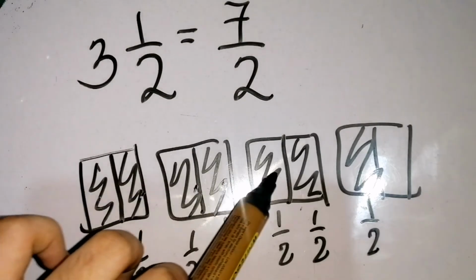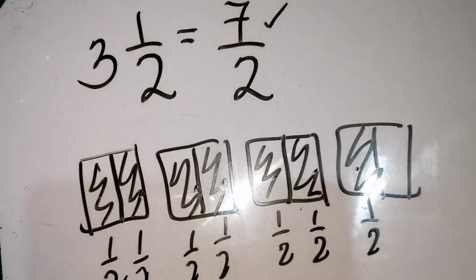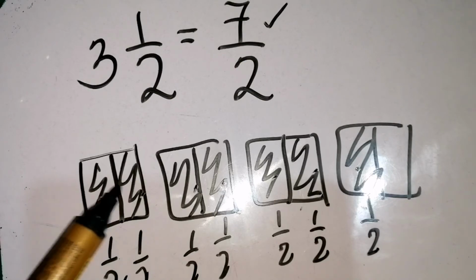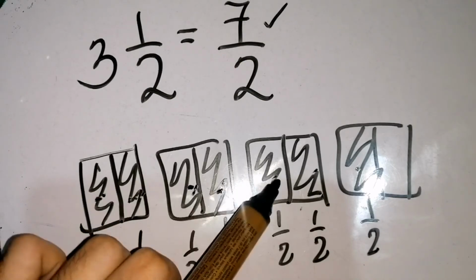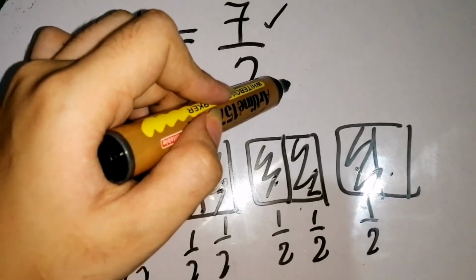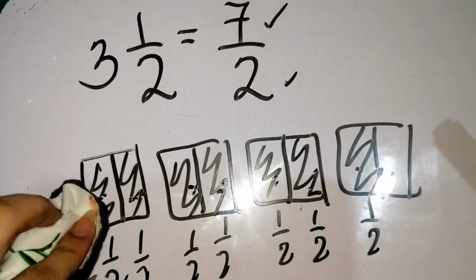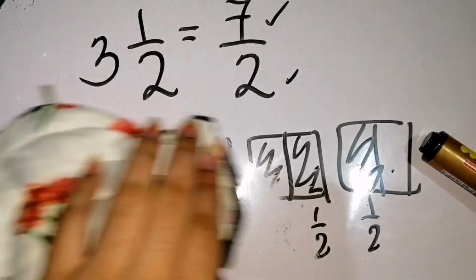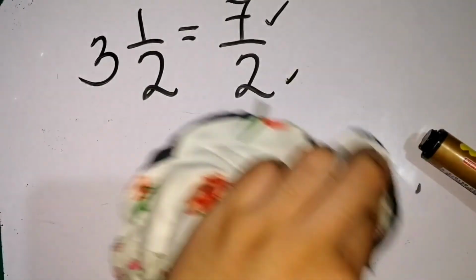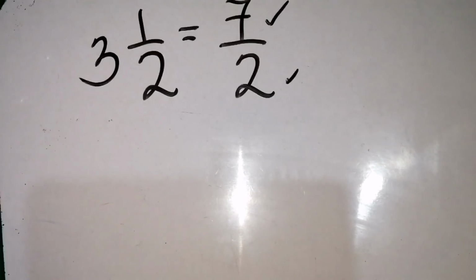Now, how many parts do we have in all? 1, 2, 3, 4, 5, 6, 7, which is our numerator. And how many parts was the whole divided into? Basically, the wholes are divided into two equal parts. That's why the denominator is equal to 2. Now, how are we going to change this one without this illustration again? Is it possible for us to do that? Yes, it is. So how are we going to do that?